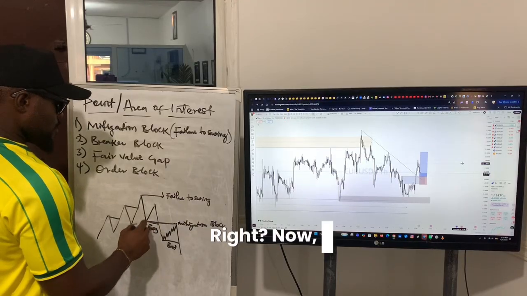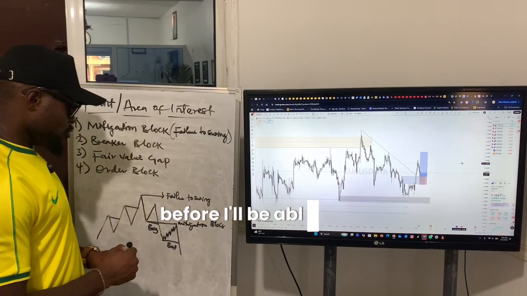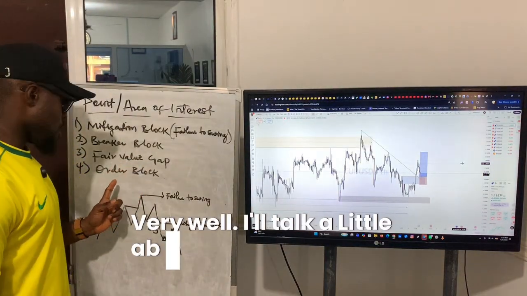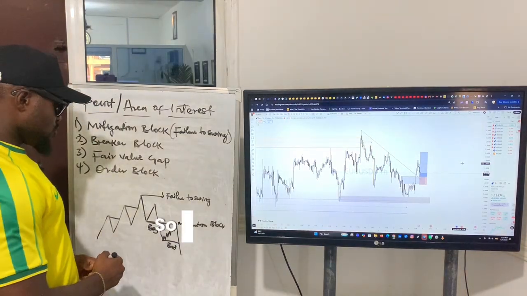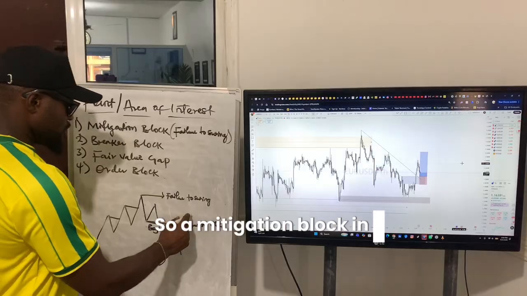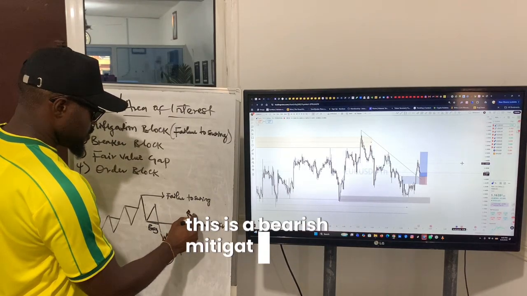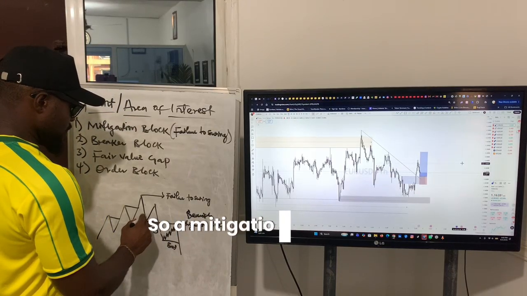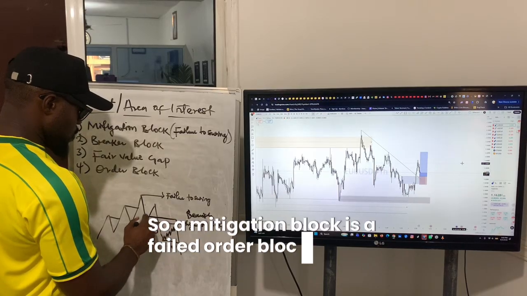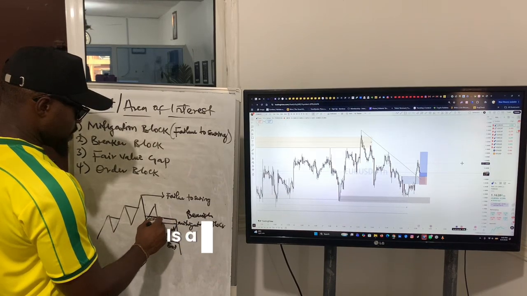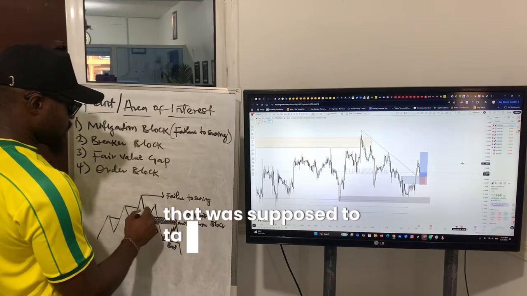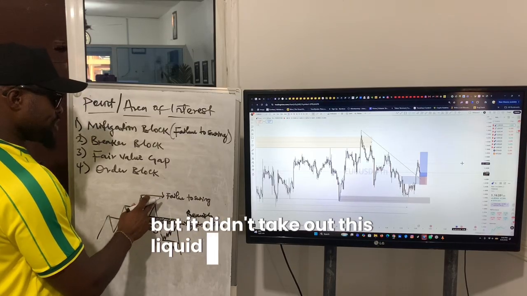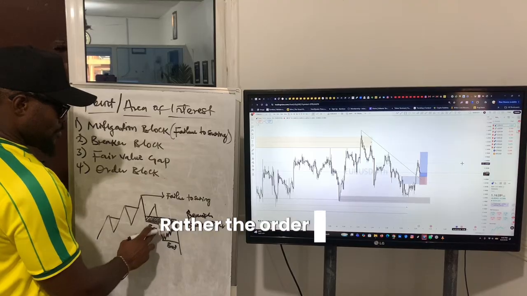Right? Now, before I'll be able to explain the mitigation block very well, I'll talk a little about other blocks. So a mitigation block, in this case, this is a bearish mitigation block. Take note. A mitigation block is a failed order block that was supposed to take out this liquidity above this high, but it didn't take out this liquidity. Rather, the order block failed.